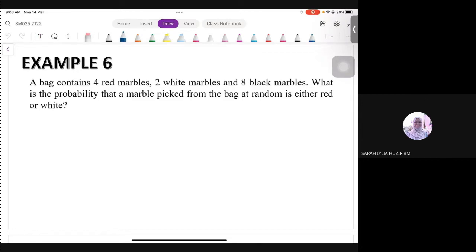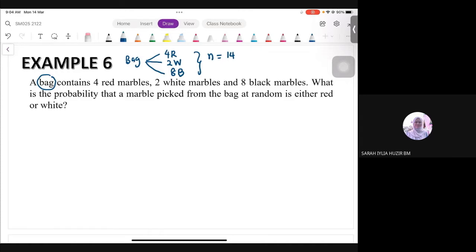So, from the first sentence itself, we have a bag that has 3 jenis marble. Tapi dia tak ada cakap benda tu identical atau apa-apa. So, kita assume dia colour yang sama but then different things lah. Maybe different pattern or different size ke. Alright. So, all together here, we would have 14 marbles.